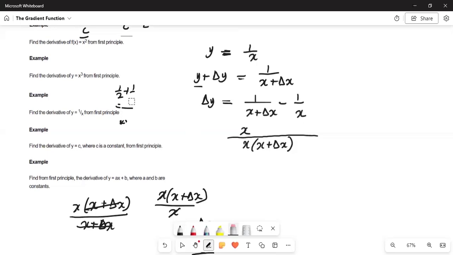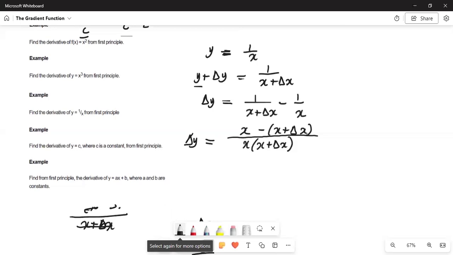It's the same thing I'm doing here. So the LCM is x times x plus delta x. Now take that LCM, use it to divide this denominator, and whatever is the answer, use it to multiply the numerator. Do the same thing here. That is exactly what I'm doing here. So this will be minus x plus delta x. So delta y is equal to that.